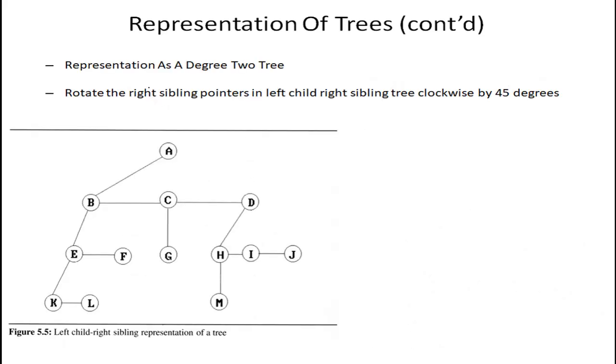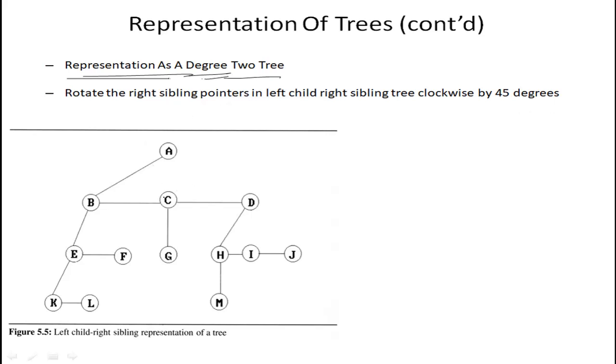Next is the final thing, which is representation as a degree 2 tree. This is again very simple, and related to your previous representation, the left child right sibling representation. If you know that one, then this is very easy. We just have to rotate the right siblings clockwise by 45 degrees. That is what is given in the sentence: rotate the right sibling pointers in the left child right sibling tree clockwise by 45 degrees.